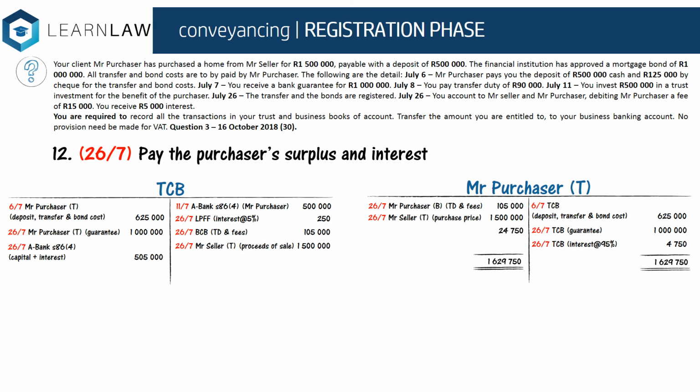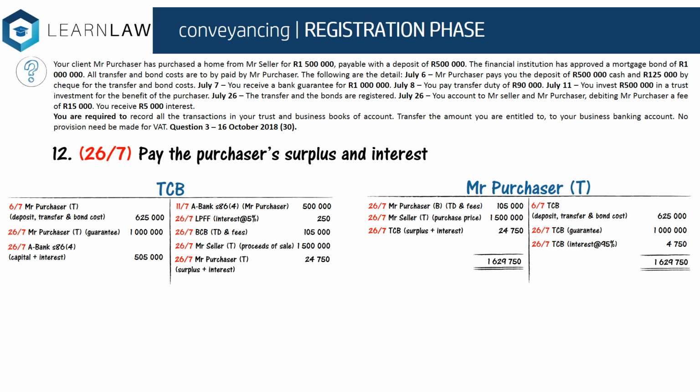Since there are no other payments to be made on behalf of Mr. Seller, and since we do not hold instructions to hold the money against prospective liability, we will pay out the entire amount to Mr. Purchaser. To transfer the amount, we credit the TCB with 24,750 Rand and debit Mr. Purchaser's account in the same amount.